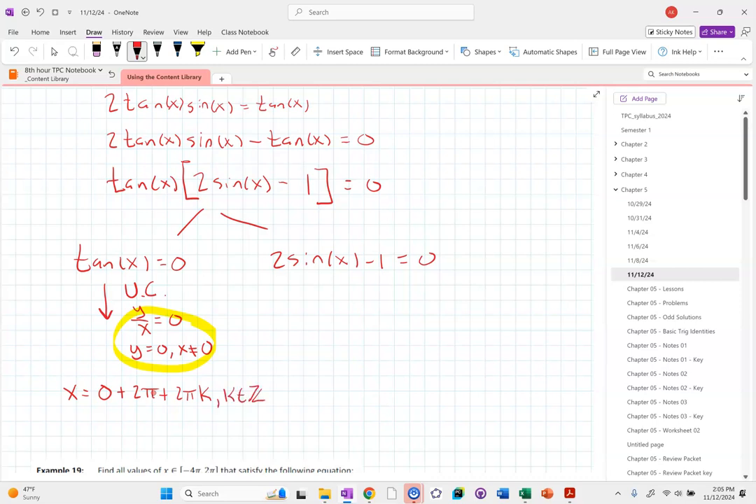So I'll say 0 and everything coterminal, or pi and everything coterminal.